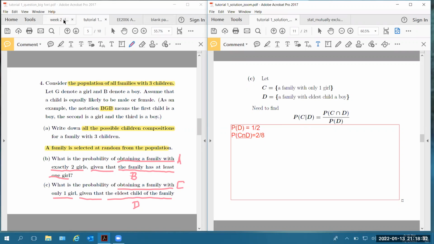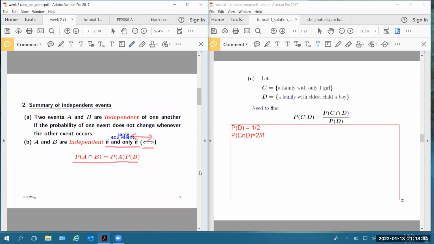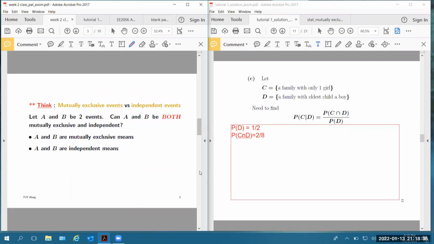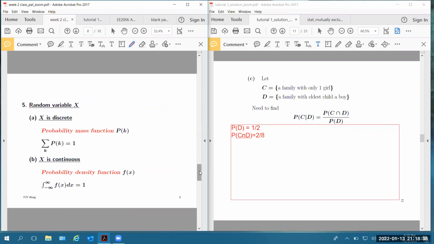Then we go and do some more summary. So we done this, we done this. Those that I skip, I'm going to do next week. All right, yeah. So that's for the questions next week. So now let's go and talk about random variable.